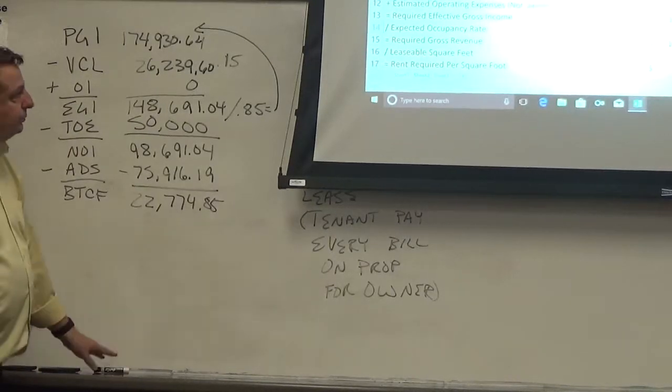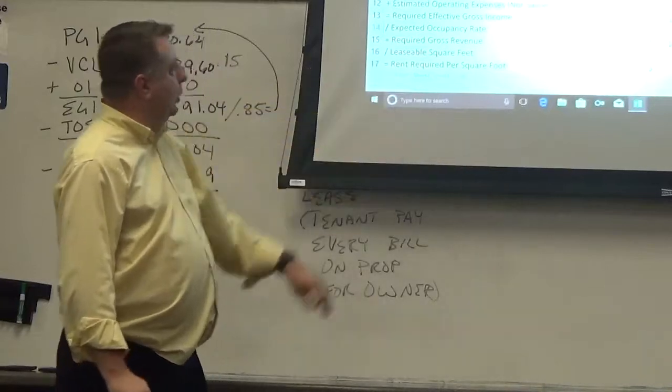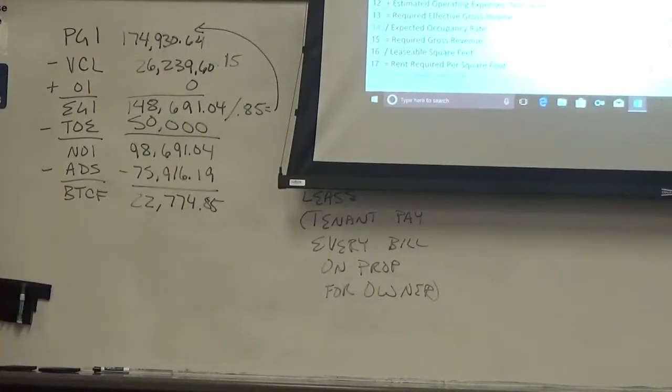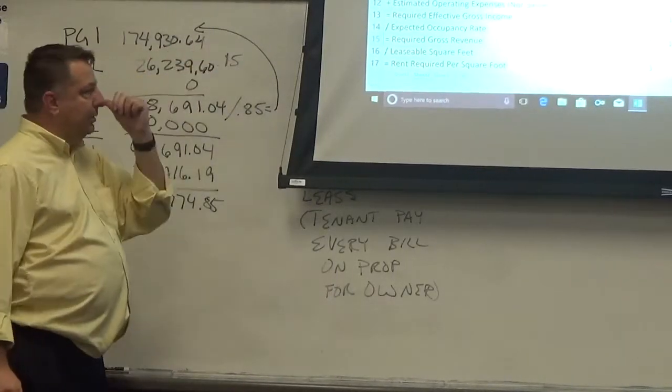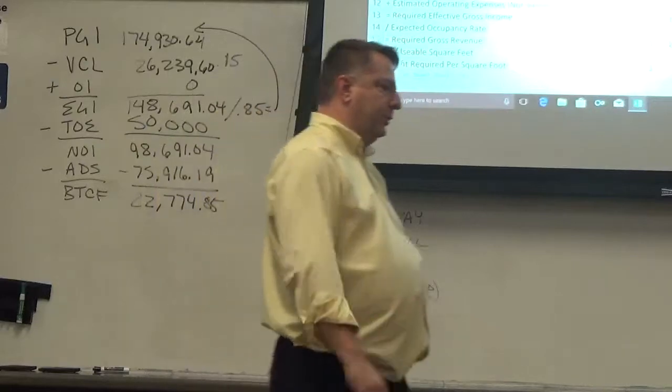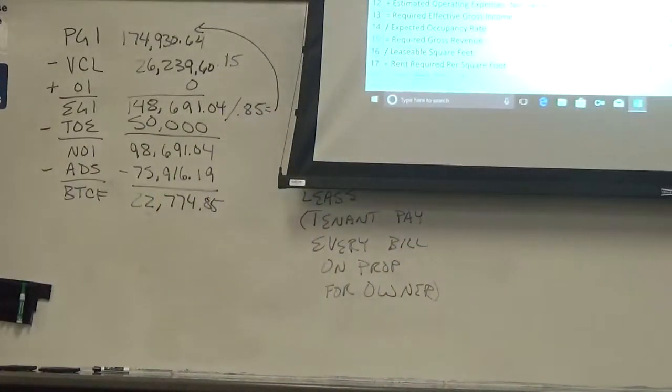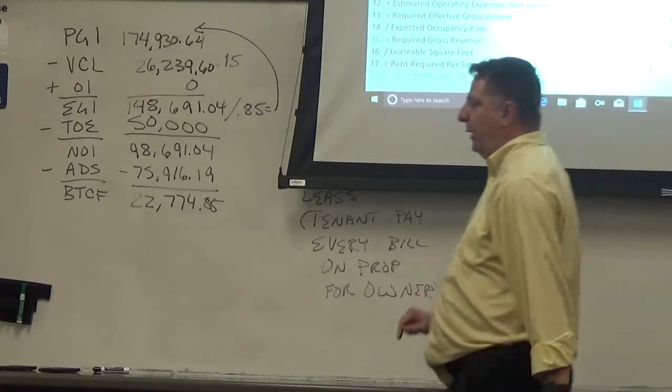So that gets us to our required gross revenue of the 174,930.64. From here, all we're doing is saying, what is the amount of leasable square feet that we have in our property? And that is, once again, just the actual physical space. Now, this is an interesting point of discussion.